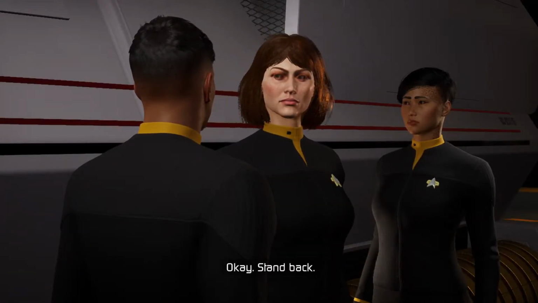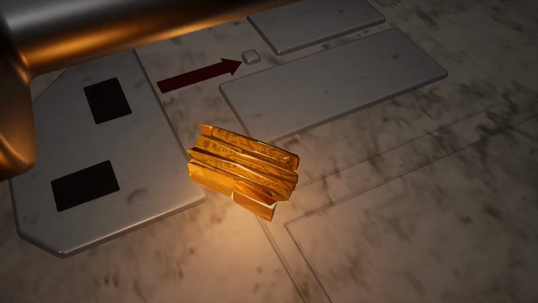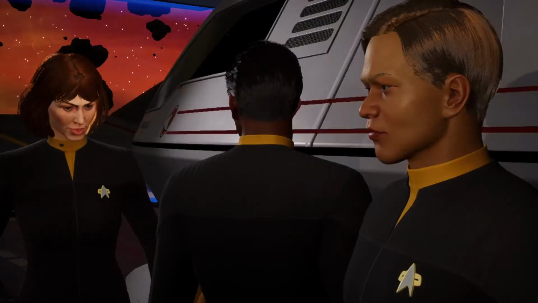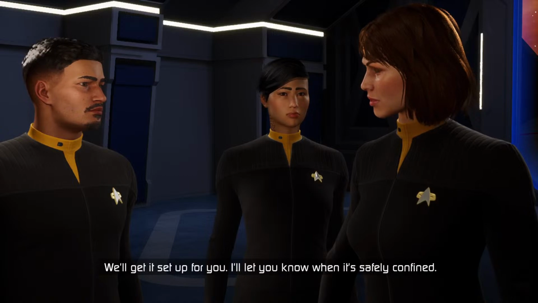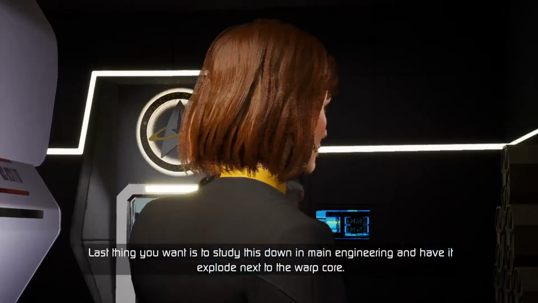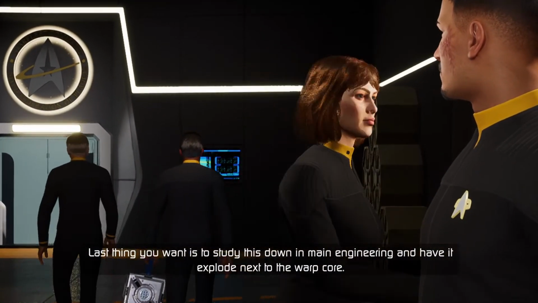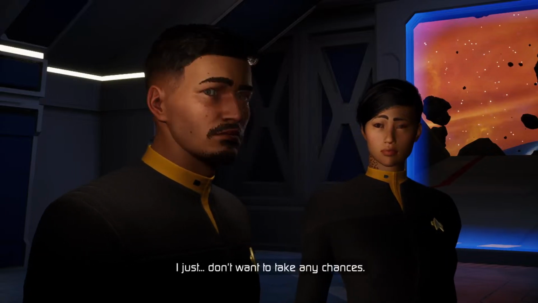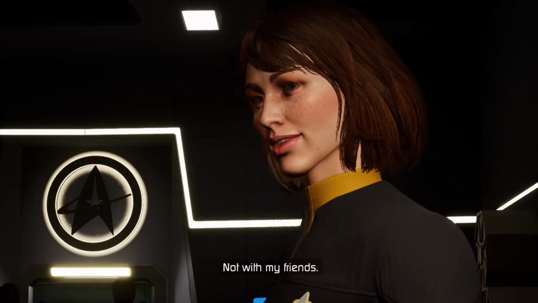Okay, stand back. Get this to the containment lab. We'll get it set up for you. I'll let you know when it's safely confined. Oh, we'll be there. Last thing you want is to study this down in main engineering and have it explode next to the warp core. I just don't want to take any chances. Not with my friends.